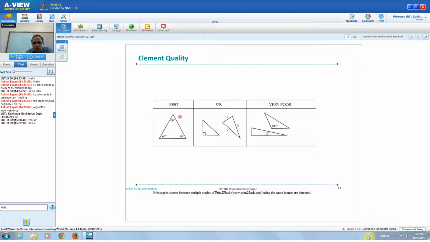And coming to trias, this is the best. The equilateral triangle is the best element, and then these two elements are also okay, but these elements need to be avoided.